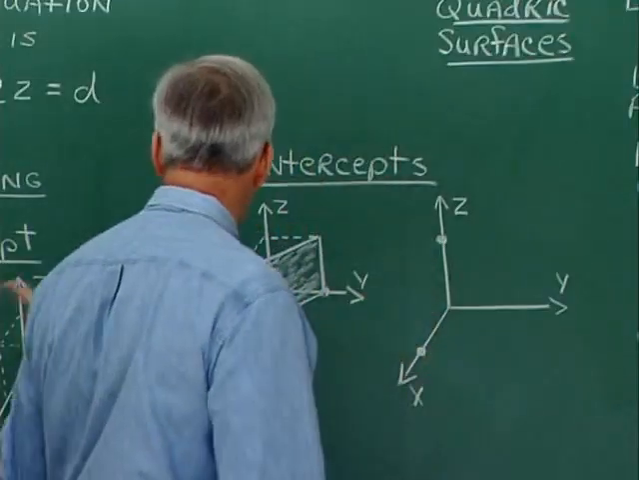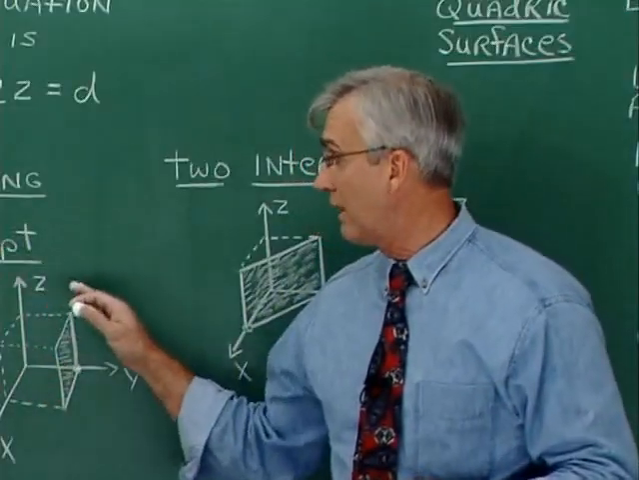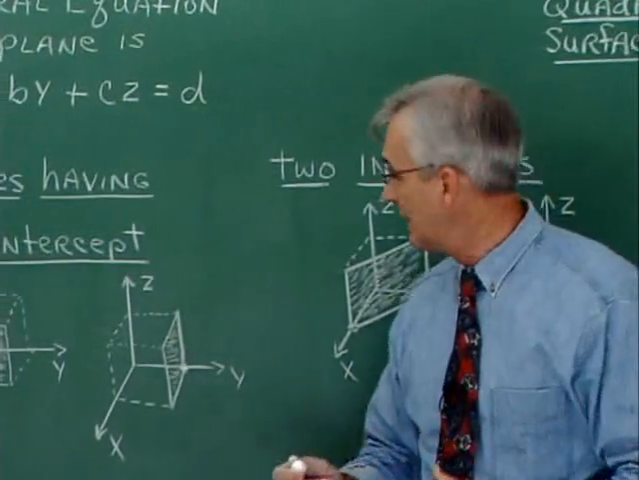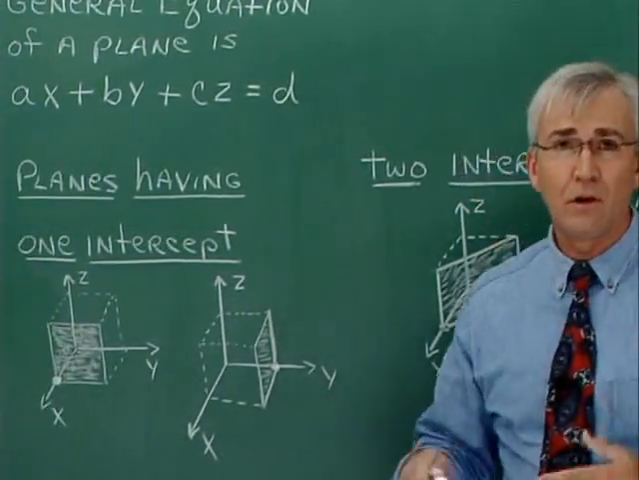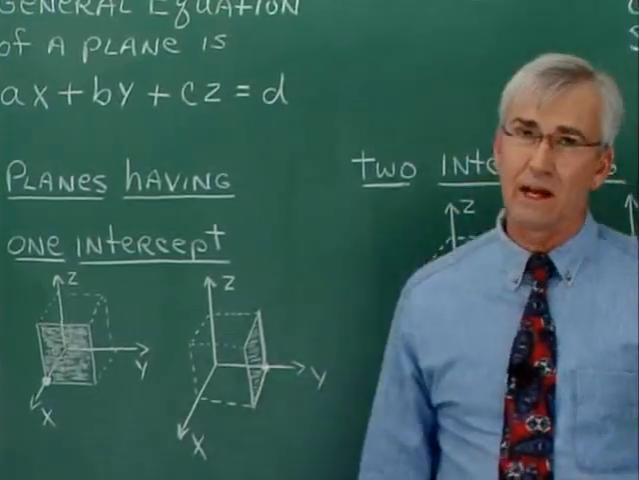And oh, by the way, I didn't give the third situation over here. There are actually three situations where we have one intercept. I showed an illustration of an x-intercept but not a y and z, a y-intercept but not an x and z, and there is such a thing as a z-intercept but not an x and y. Again, look at it in your textbook.